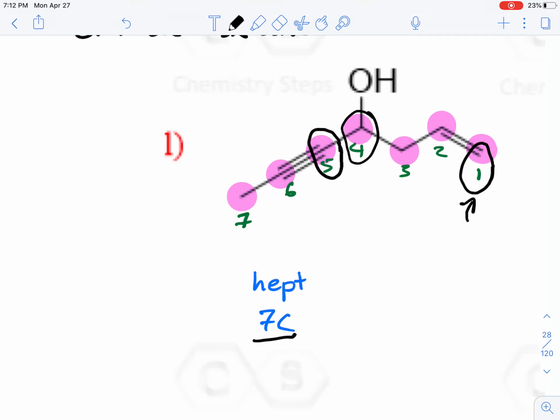So first of all, since I have a double bond, I'm going to put in heptene. And then since I have an alcohol, this transforms into an ol. However, since I have a triple bond, I need to go ahead and wedge these two, like I'm going to separate these two, to include the triple bond, which is a yne. So Y N E and then O L.